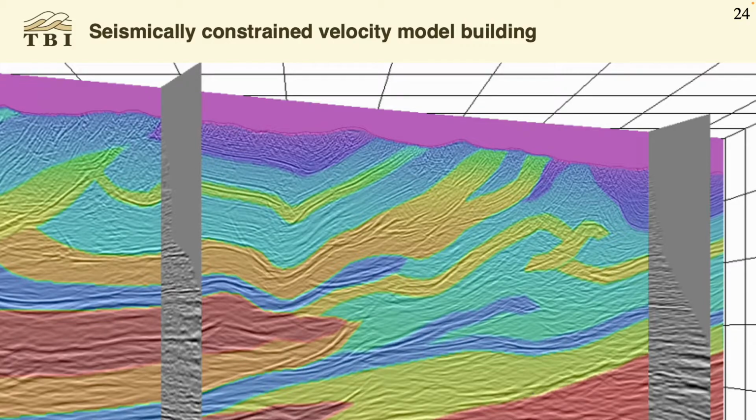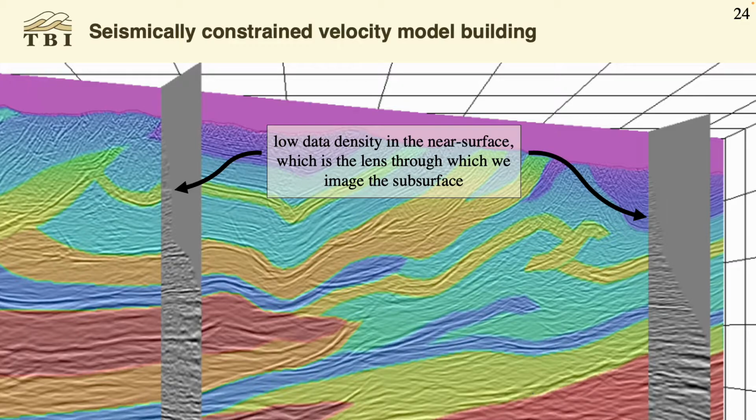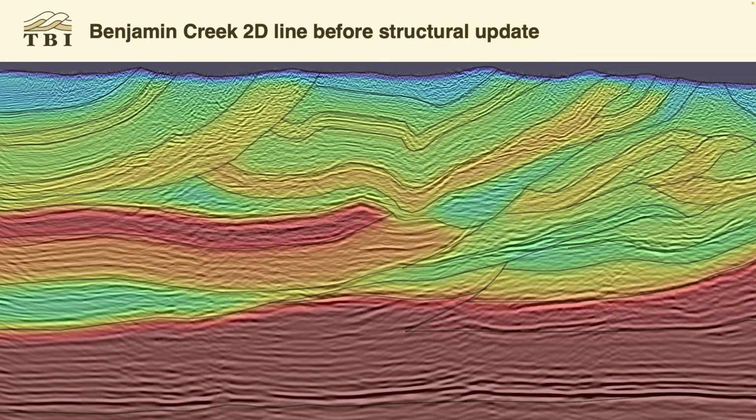The seismic constraints are also helpful in this case. Now, in the near surface, we've got very low data density. And the near surface is the lens through which we've imaged the subsurface. So we really can't get the near surface structures from the seismic data. We need to get it from the geologic constraints, but then we can still use the seismic imaging as a constraint on the velocity model. So here's an example of that.